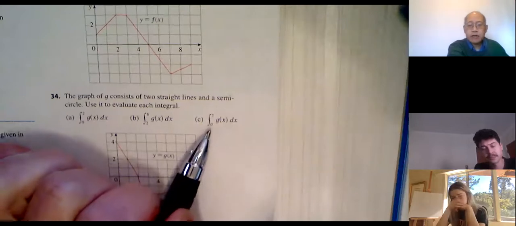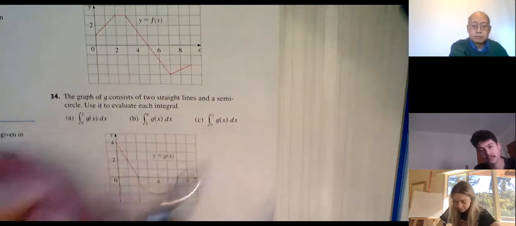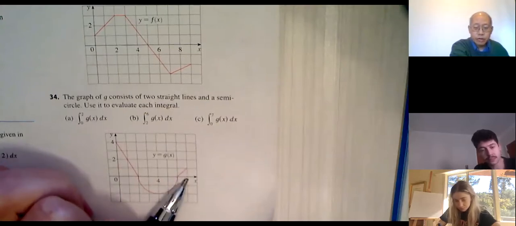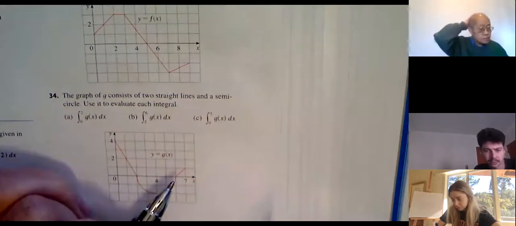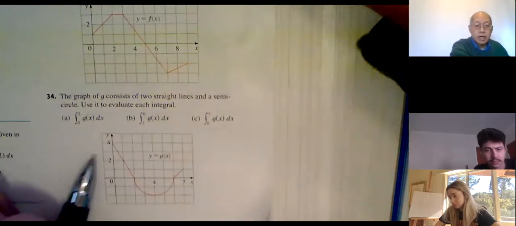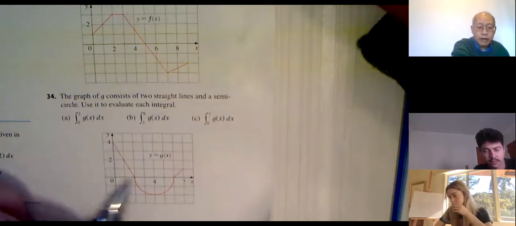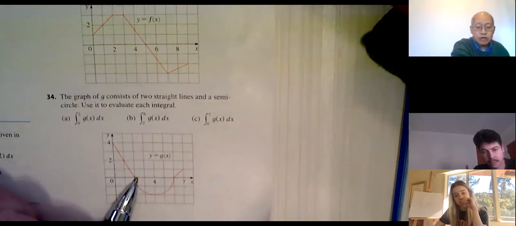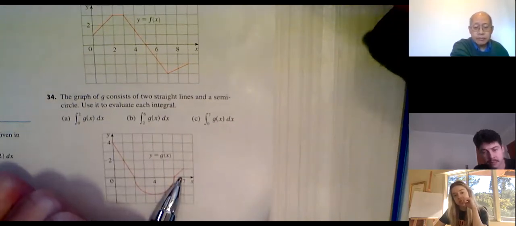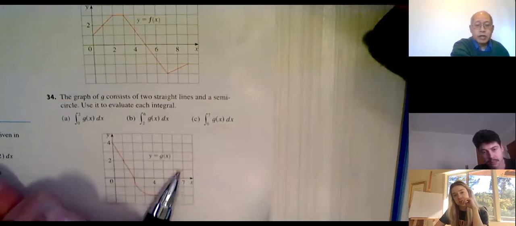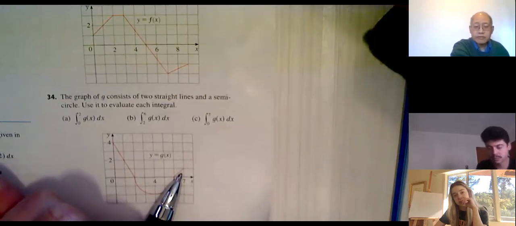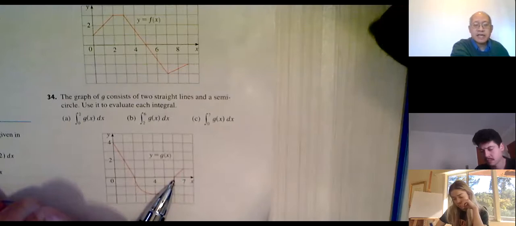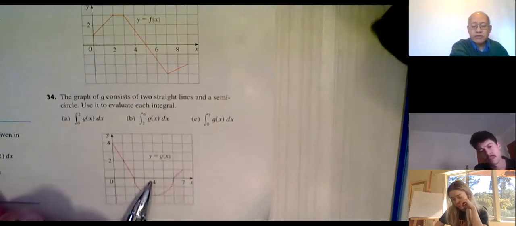And finally, C, integral from 0 to 7. What's that piece right there? 1/2, positive. So from 0 to 7, I got this, which was a positive 4, right? That's 4. Negative 2 pi and a half. Positive, positive. 4 plus a half, 4.5, or 4.5 minus 2 pi. So the answer to 34C is 4.5 minus 2 pi.